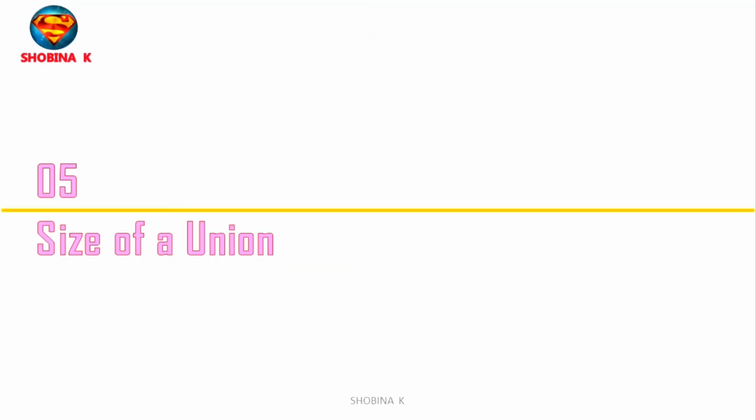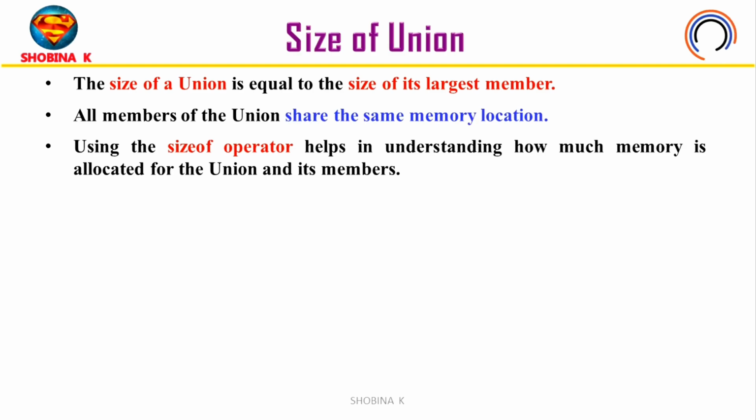Now, let's understand the size of a union. The size of a union is equal to the size of its largest member. All the members of the union share the same memory location. Using the sizeof operator, you can see the total amount of memory allocated for a union.